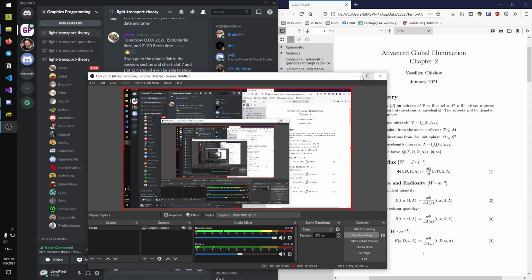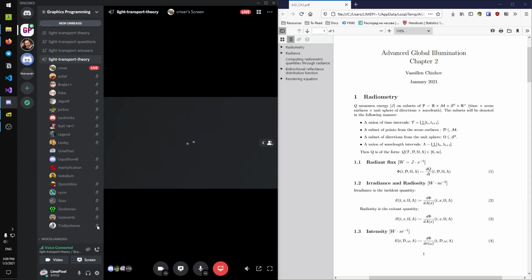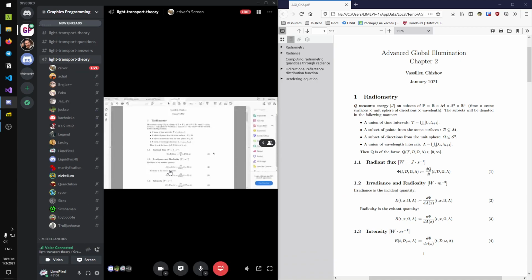I'm just wondering if it would be easier if you would share your screen and then you would show exactly where you are in the PDF. Okay, let me try that. I can't. You can't? Oh wait, actually I can see it. Yep, looks good.